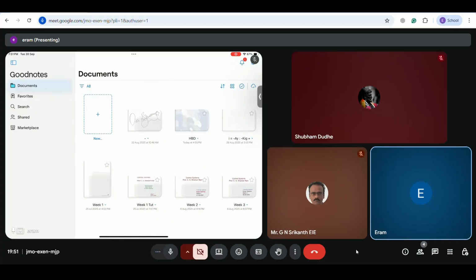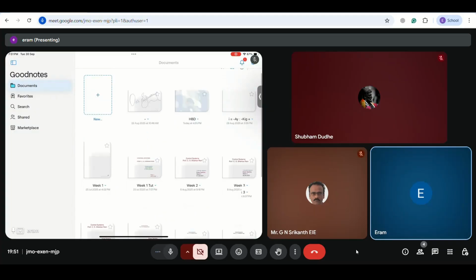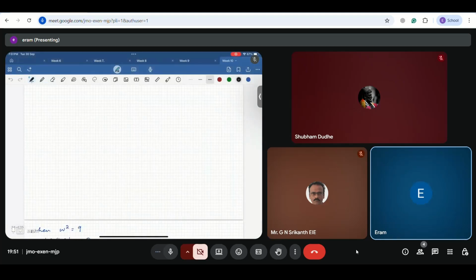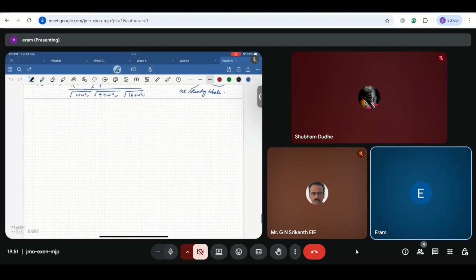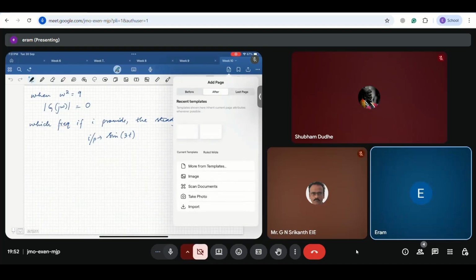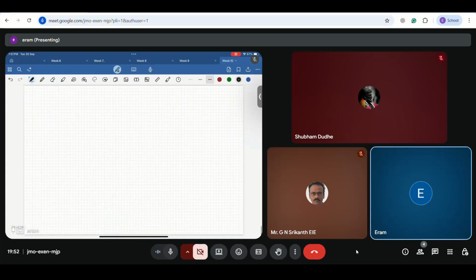Sorry, where is it? Yeah. Okay. So let's finish Bode plot in this turn only. So I have one last question for you. You can try to solve this question, otherwise we can discuss it in the next section.